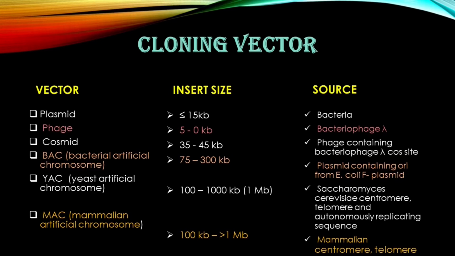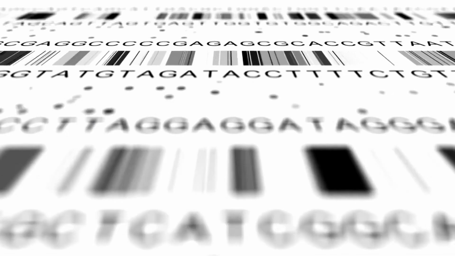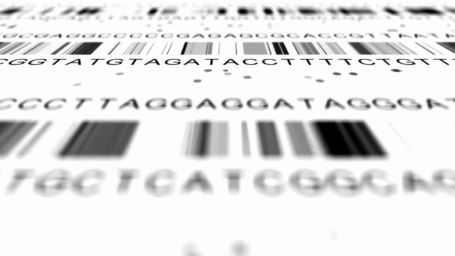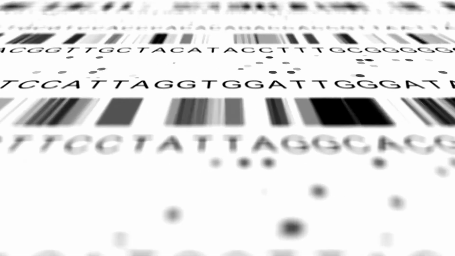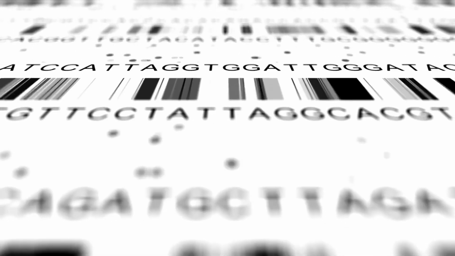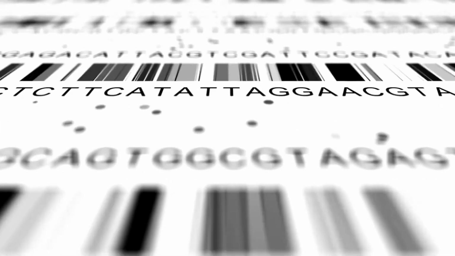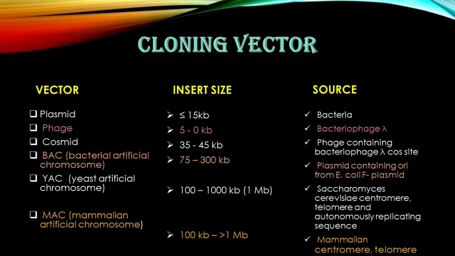YAC transgenic mice also. And what is MAC? It is the mammalian artificial chromosome, and its insert size is 100 kilobase pairs to more than 1 megabase pair. And mammalian centromere, telomere and origin of replication are its source. It is derived from the mammalian centromere or telomere, and it is under development for use in mammalian biotech or human gene therapy.